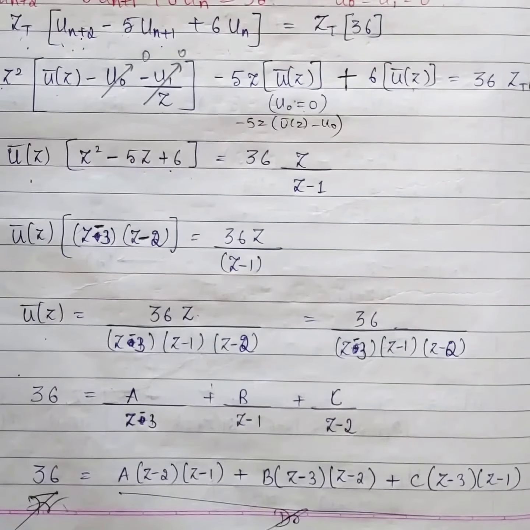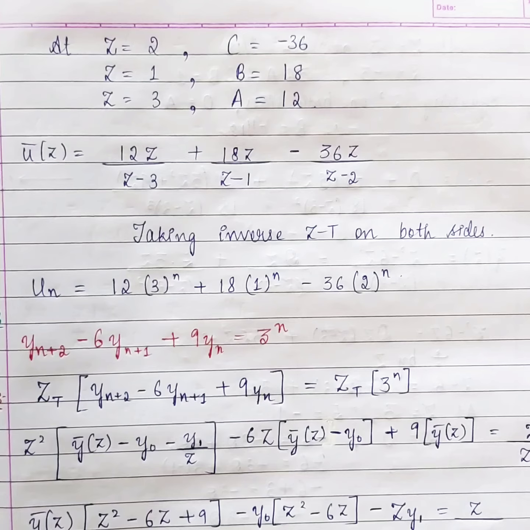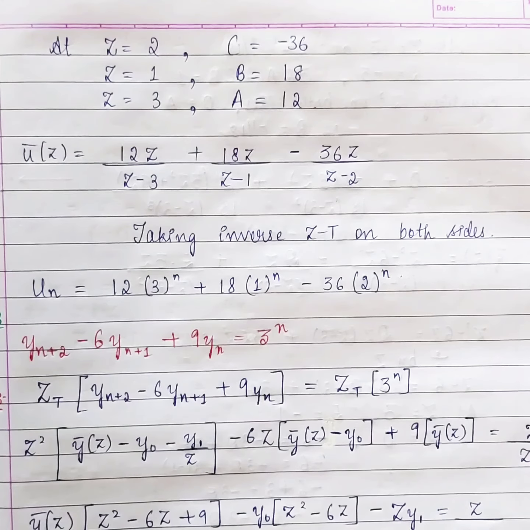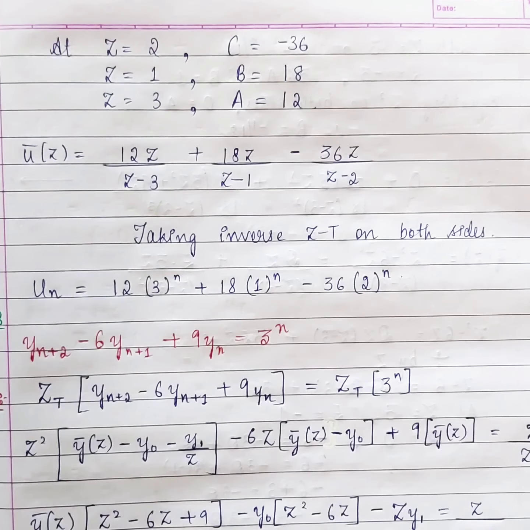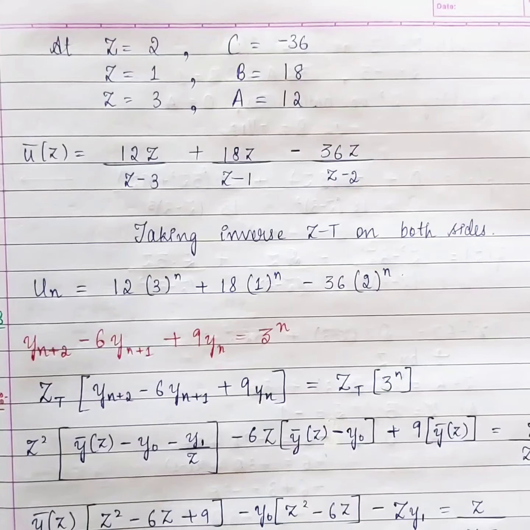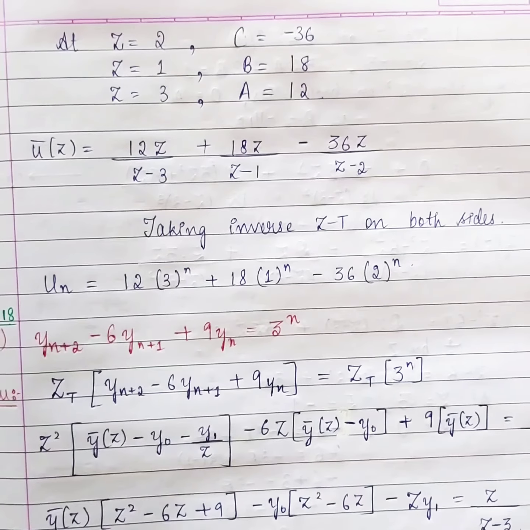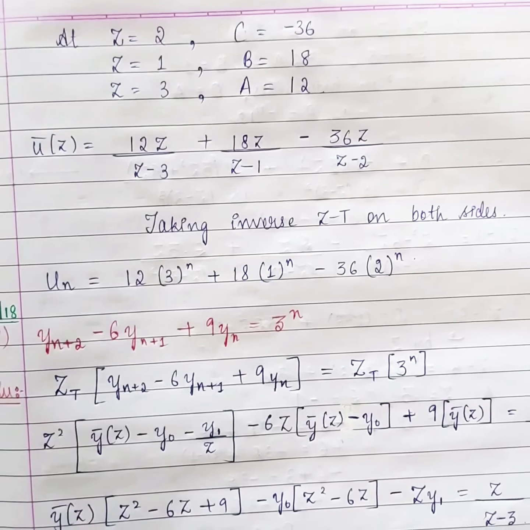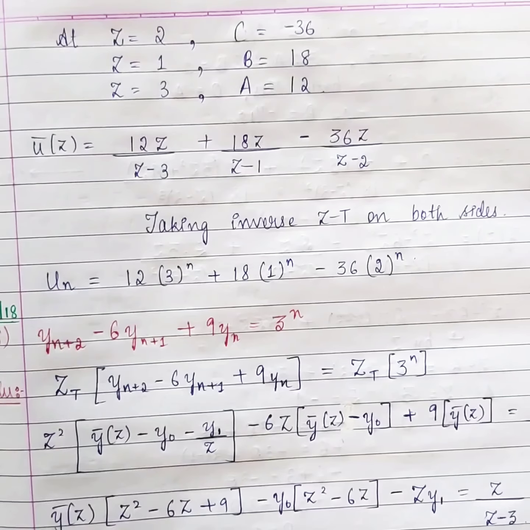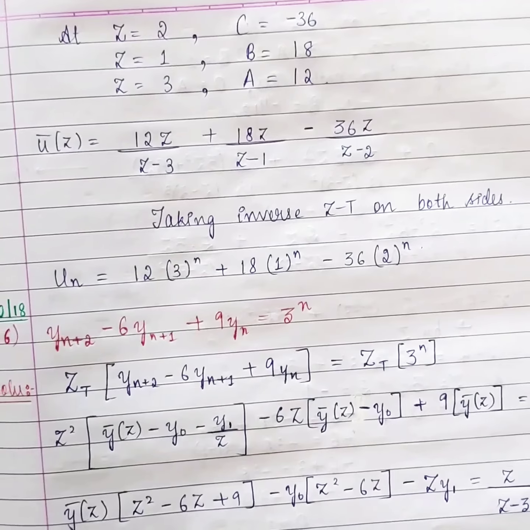We got c. And similarly, if you substitute z is equal to 1 in the above equation, a and c will become 0, b into (1 minus 3) into (1 minus 2), that's equal to 36. So 2b is equal to 36, b is equal to 36 by 2, which is nothing but 18. So we got b as 18.